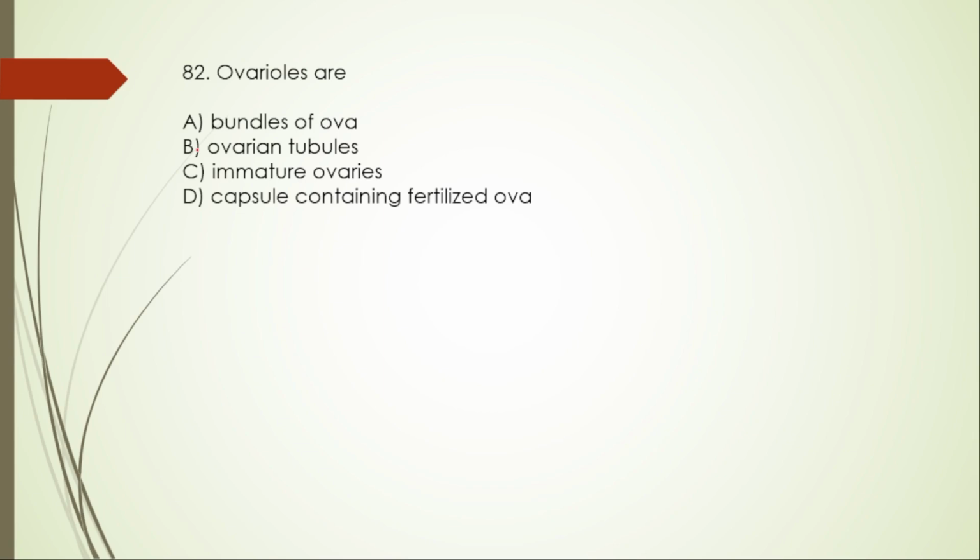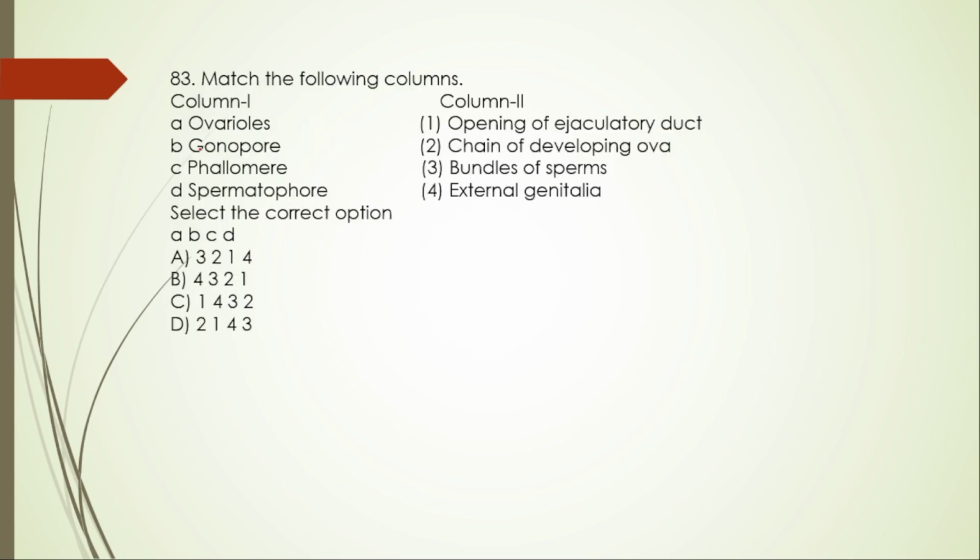82. Ovules are: A. A bundle of ova. B. Ovarian tubule. C. Immature ovaries. D. Capsule containing fertilized ova. So here the ovules are the ovarian tubules. So the right option is option B.